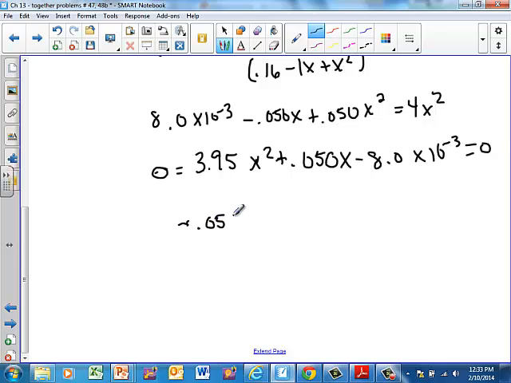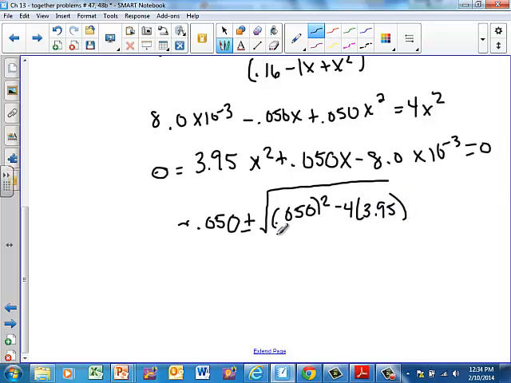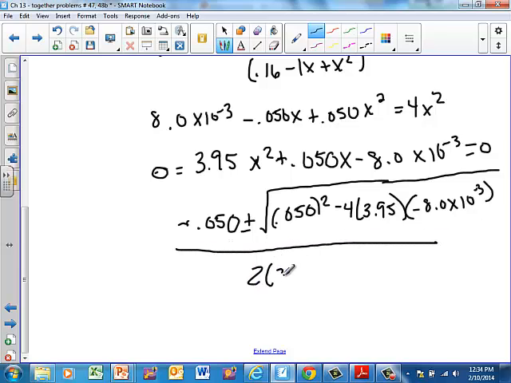So if I plug everything in, I've got negative 0.050 plus or minus. Remember, we're going to have the square root of everything under here. 0.050 squared minus 4 times 3.95. I realize I need to extend my square root here. Negative 8.0 times 10 to the negative third. We've got all that to the square root, or all of that raised to the 1/2 power, however you want to look at it, over 2 times 3.95.